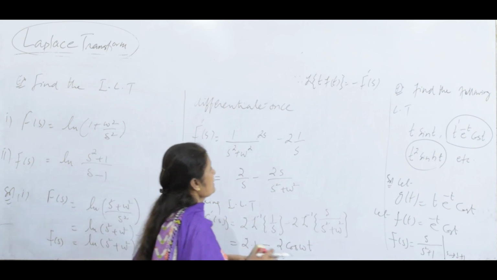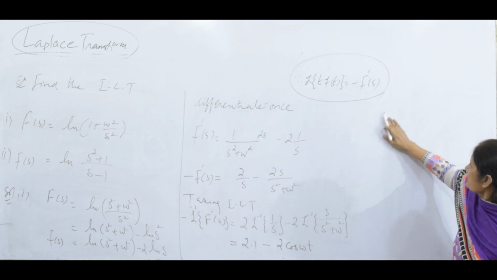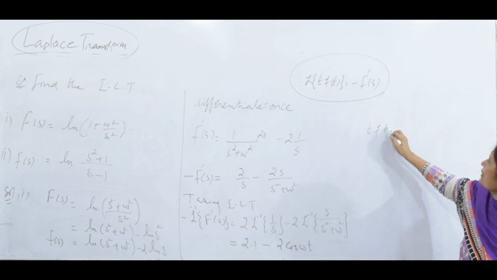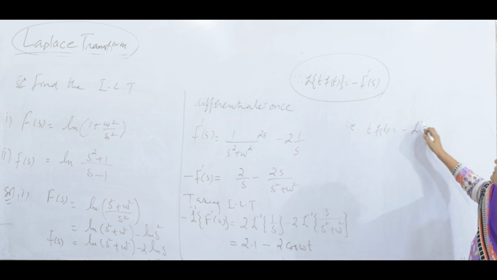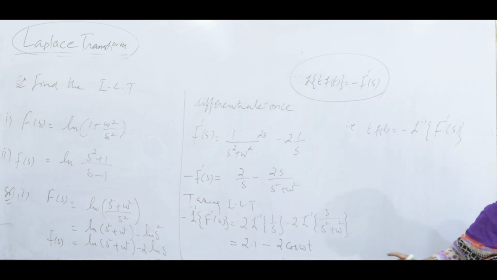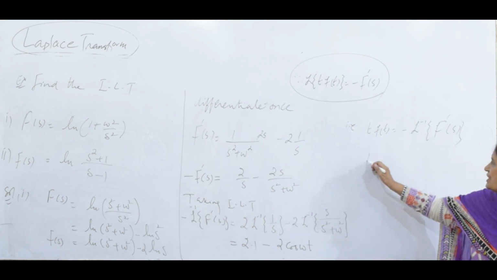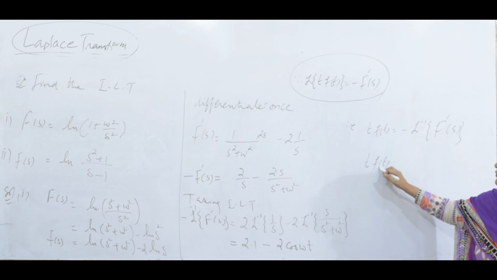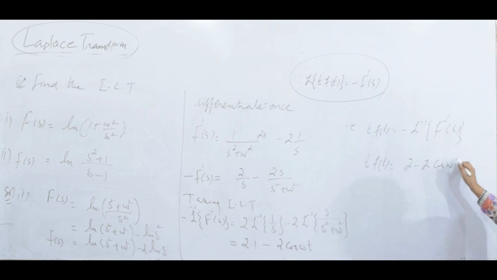And we know this formula we are using, that is t f of t is minus Laplace inverse of f dash s. So this is negative Laplace inverse of f dash s at t. This implies t f of t is this, which I have: 2 minus 2 cos omega t.